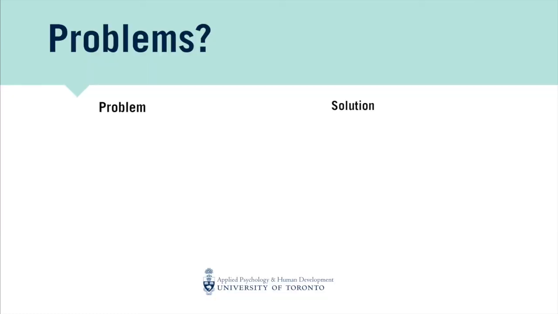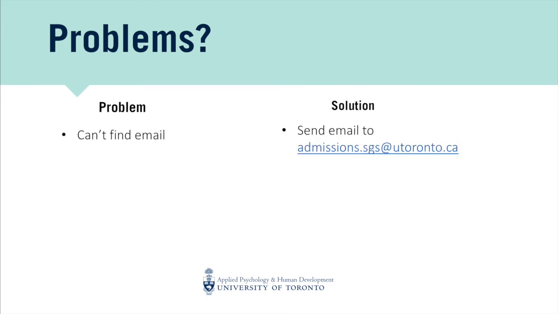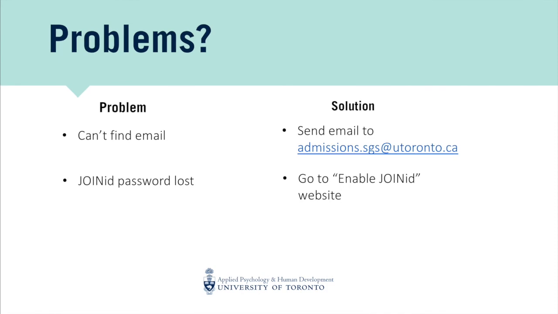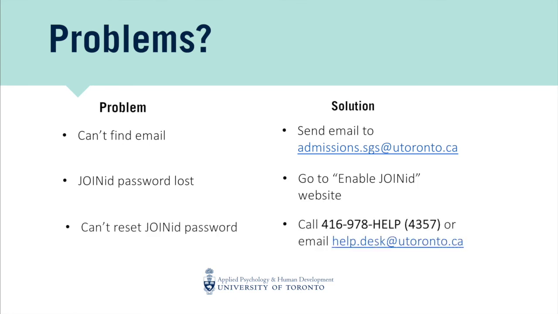Any problems related to your Join ID? Let's see what you can do. If you can't find the email from SGS with your Join ID, send an email to this address and explain your problem. If you lose your Join ID password, you can go to the enabling site and change your password. Please note that updates to passwords can take 24 hours to roll over in the system. If you're unable to reset your password using the enabling site, please call 416-978-HELP or email help.desk@utoronto.ca to reset your password. When you explain your problem, specify that you have already enabled your Join ID.